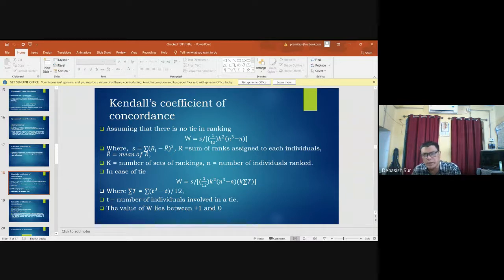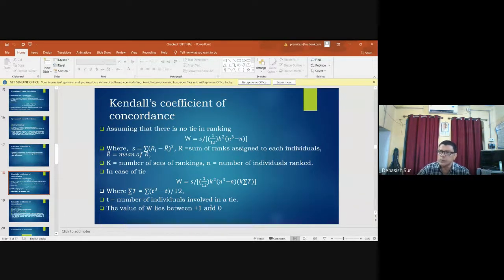Suppose I got the highest marks in mathematics. That means my rank is 1. In case of statistics, I got the second highest marks. That means here my rank is 2.